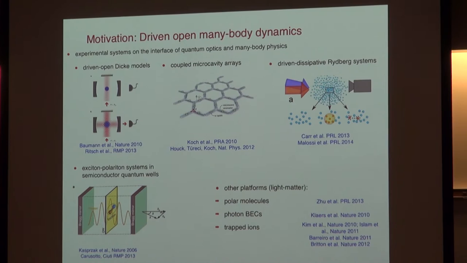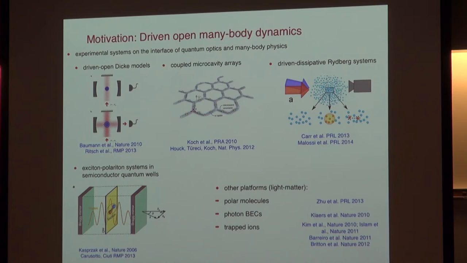So Alexei already anticipated a little bit the motivation for the research that I'm presenting. It's about driven open many-body systems, and the motivation really comes from experimental platforms located on the interface of quantum optics and many-body physics. A prime example from the context of ultracold atoms is provided by the driven open Dicke models pioneered at ETH Zurich, where an entire Bose-Einstein condensate was placed into an optical cavity. The interaction of light and matter leads to the macroscopic occupation not only of a single, but actually of two momentum states, forming a collective spin degree of freedom, which is coupled to the quantized cavity light, and in this way gives rise to a Dicke model, which intrinsically is driven and open, since the cavity is of course lossy, destroying the closed nature of the standard Dicke model.